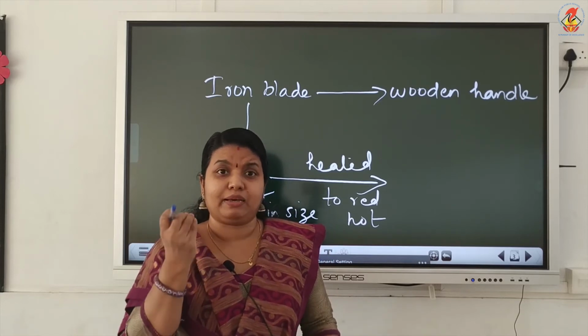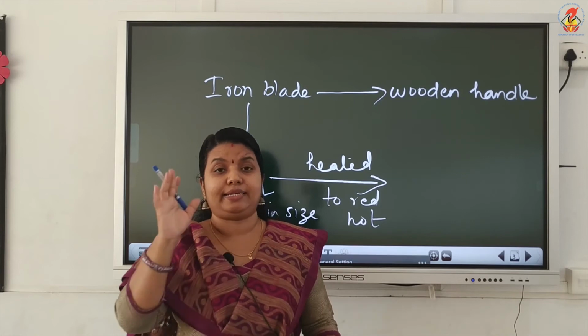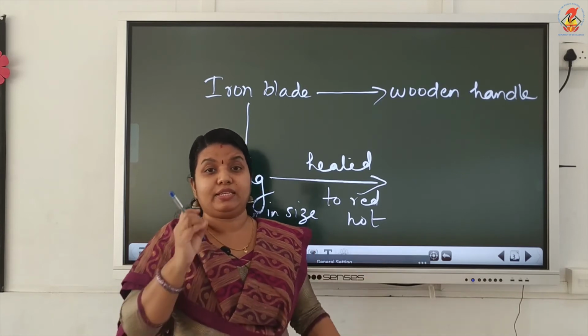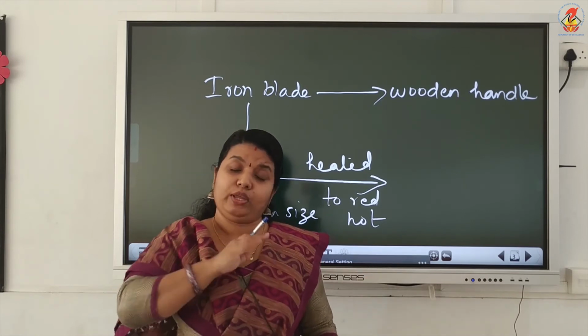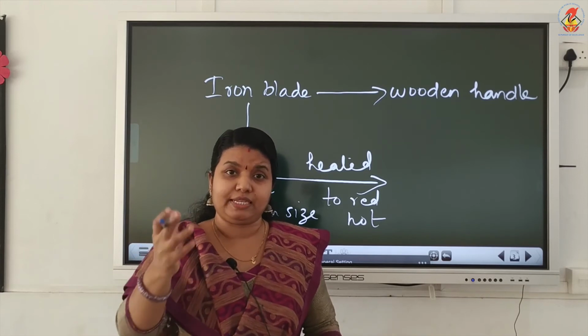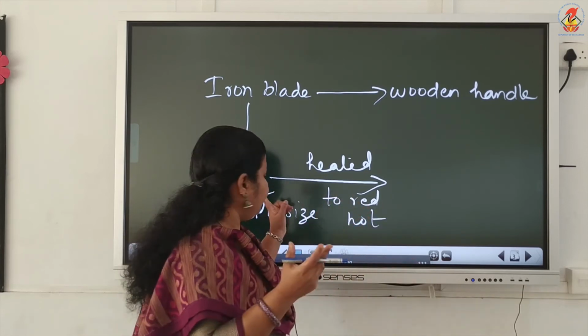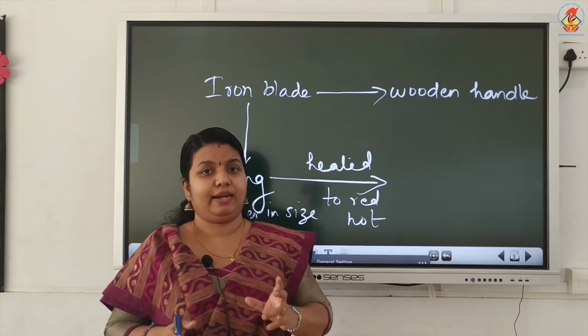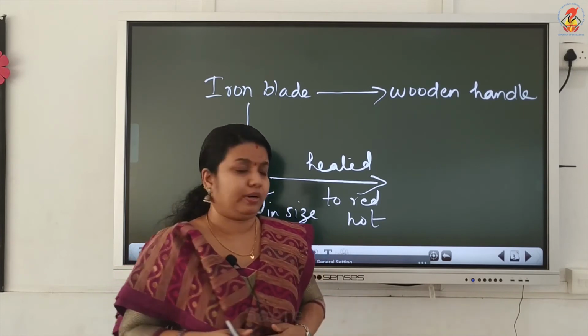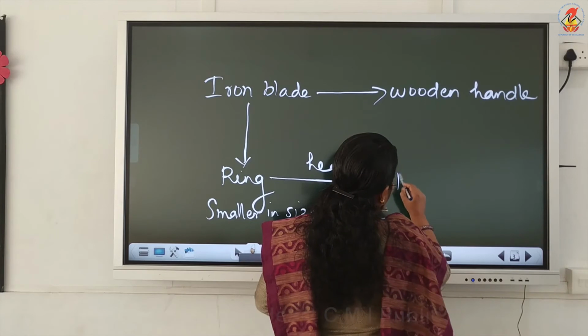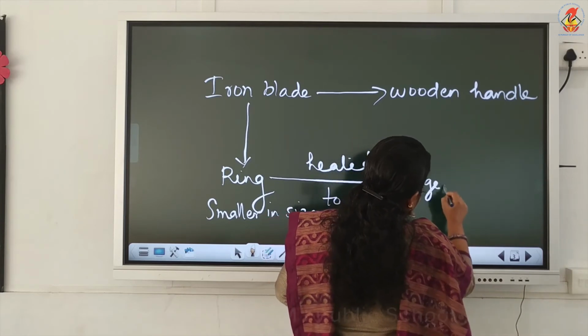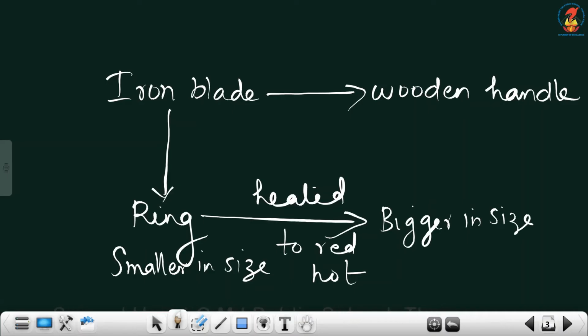Upon heating, it becomes red in color. Such a high temperature it is heated. That is why it is called red hot temperature. Because of the heat, the iron ring becomes red in color. So it is heated to red hot. Then what happens is, it becomes bigger in size.